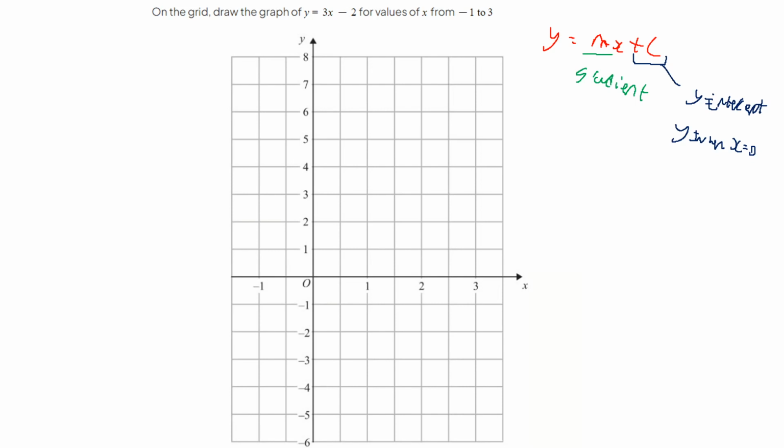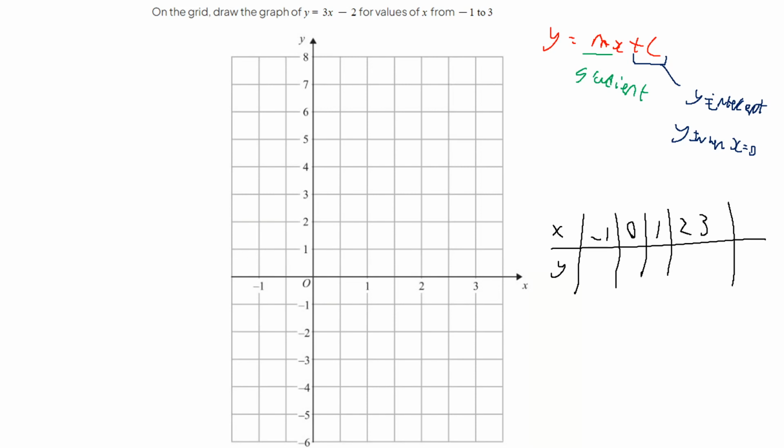The way we can plot a graph is we need to draw a table of values, one for x and one for y, and then we can plot down what we have. So we have minus 1, 0, 1, 2, and 3. Then we need to substitute in these x values to get what y is.